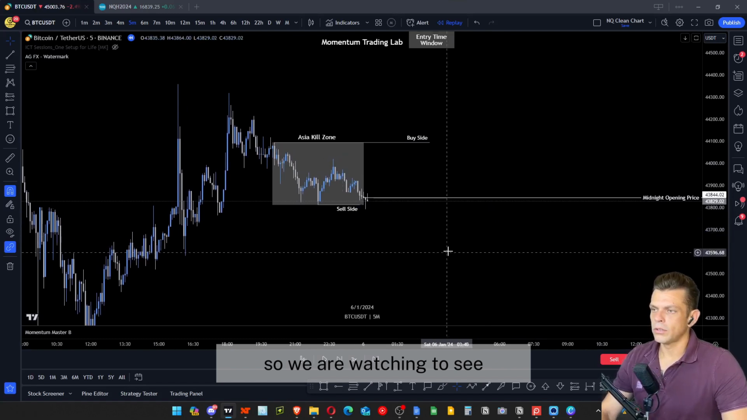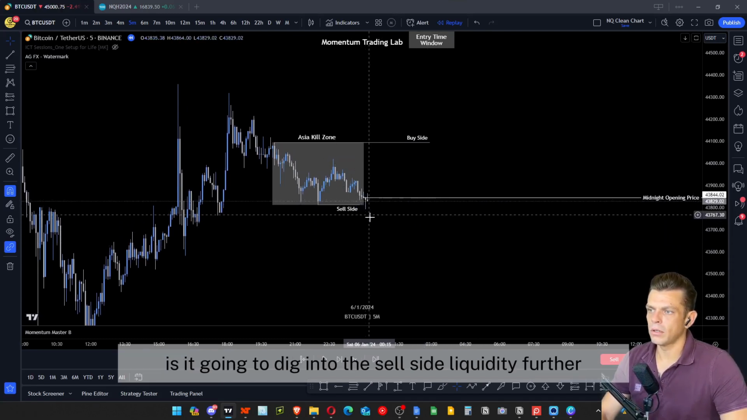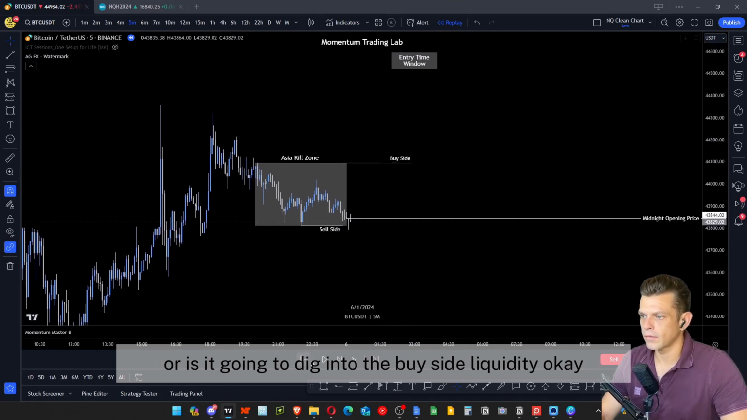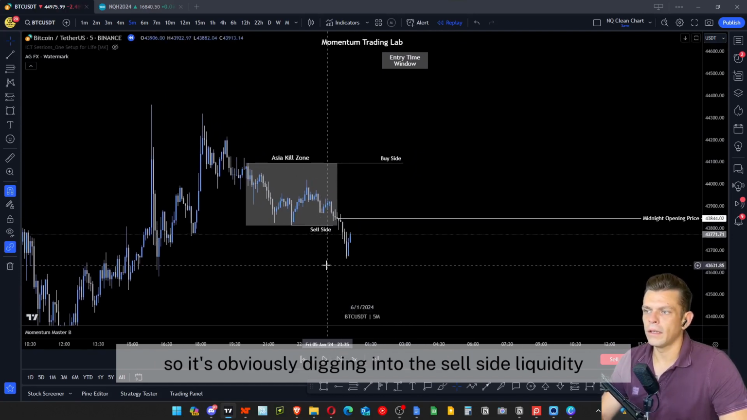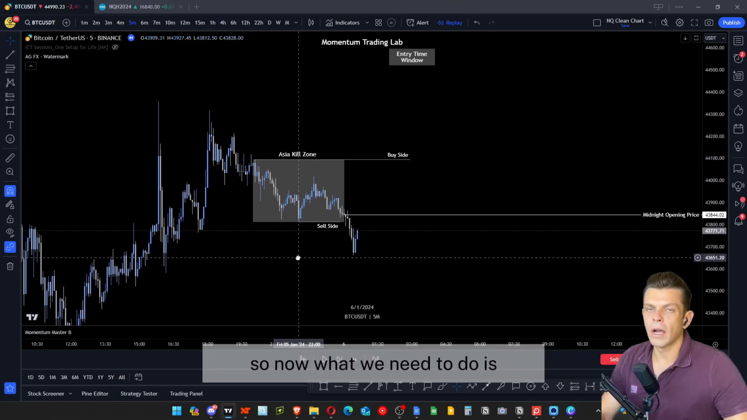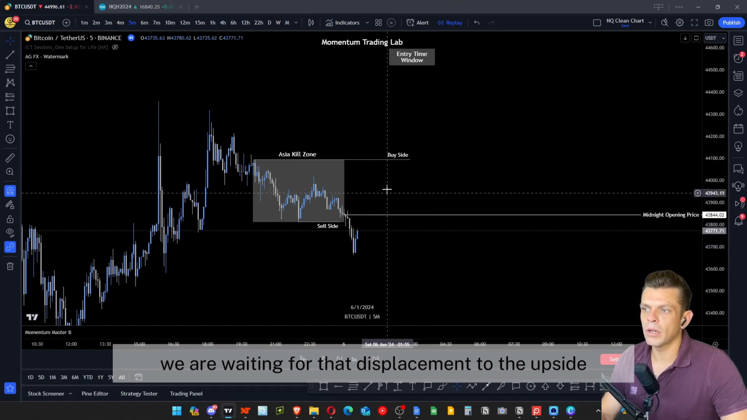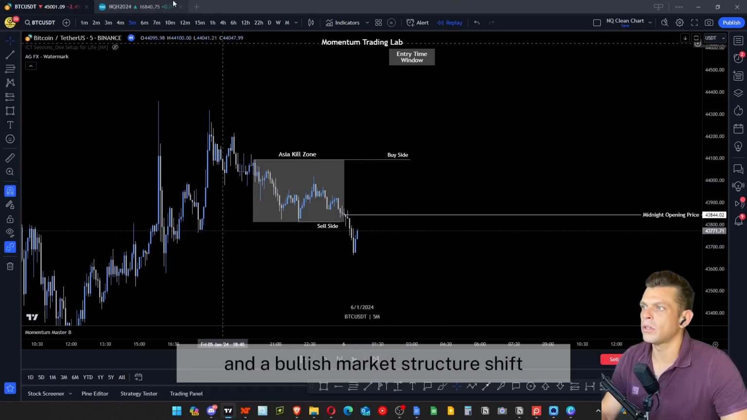So we are watching to see, is it going to dig into the sell side liquidity further, or is it going to dig into the buy side liquidity? Okay, so it's obviously digging into the sell side liquidity. So now we are waiting for that displacement to the upside and a bullish market structure shift.